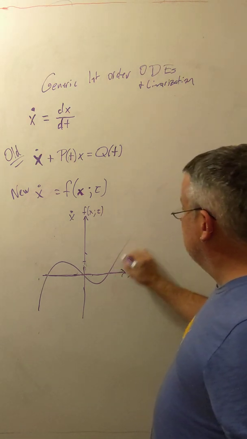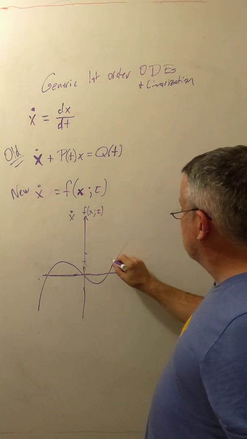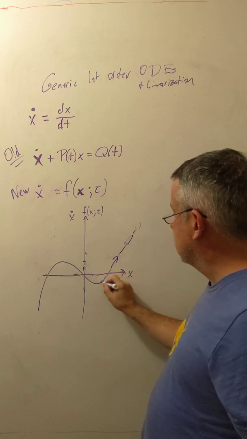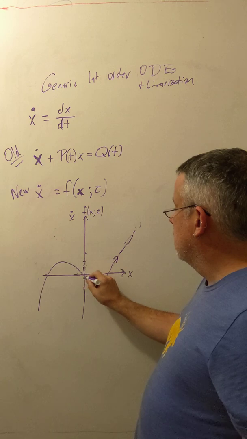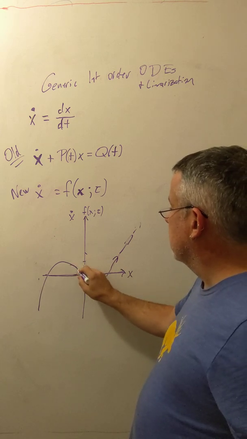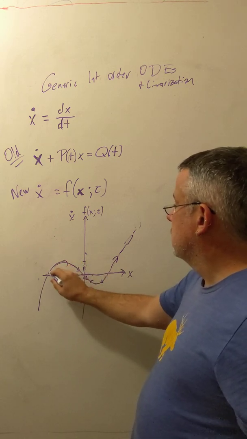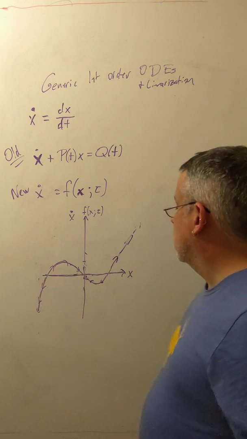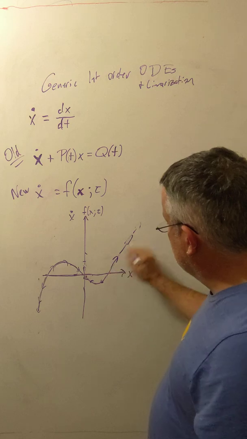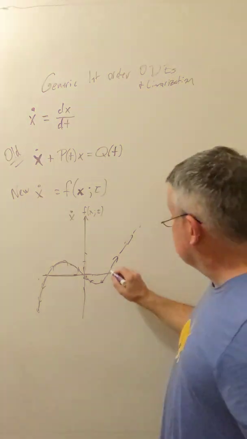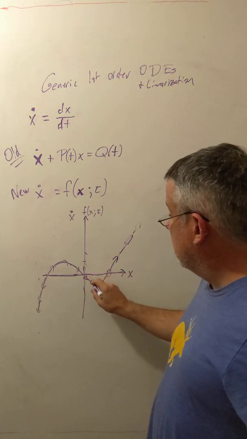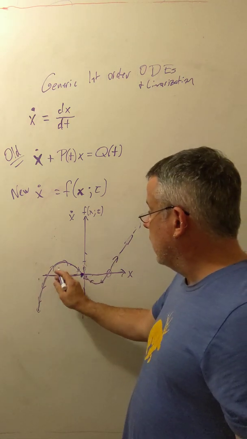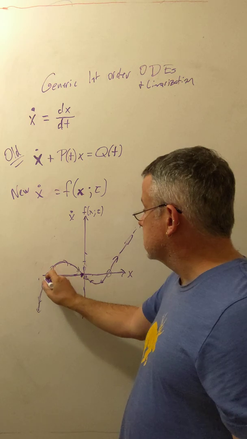Okay, what's happening over here? Well, x dot is positive, so we're going towards larger x. Here, x dot is negative, so we're going this way. Here, x dot is positive, so we're going this way. And here, x dot is negative, so we're going this way. Okay, so here, I'm going away from my fixed point, so this is an unstable fixed point. Here, I'm going toward my fixed point. This is a stable fixed point. And here, I'm going away from my fixed point, so this is an unstable fixed point.